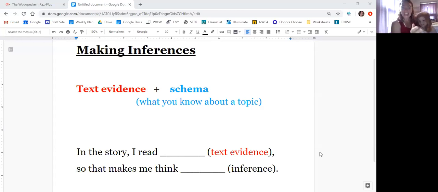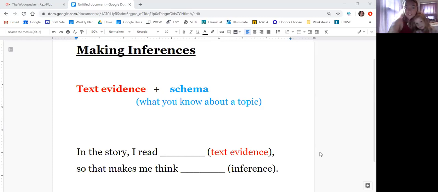Good. We need text evidence and schema. We need good text evidence and schema. And don't forget, schema is what you know. It's all that smart stuff that you have in your brains. It's what you know about something. Nice job. Let's practice our sentence stem that we can use to answer inferential questions.